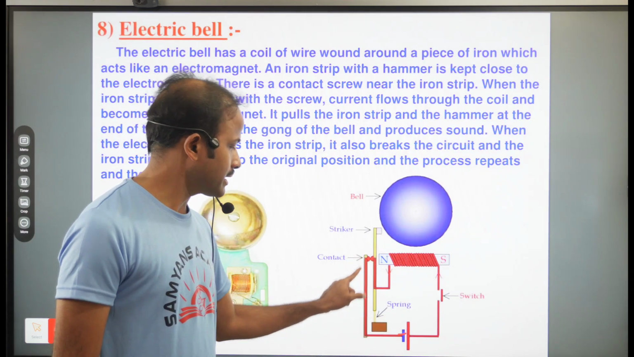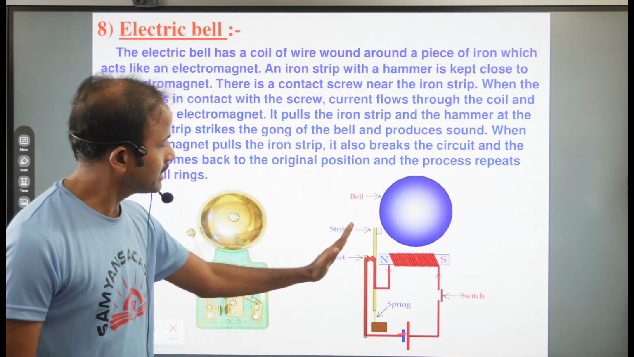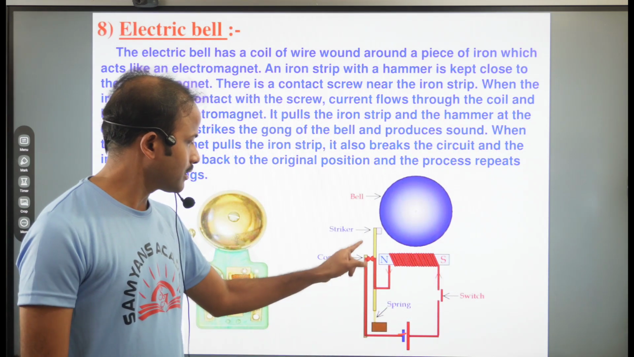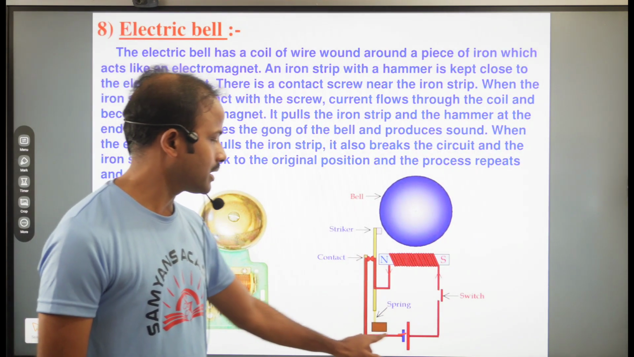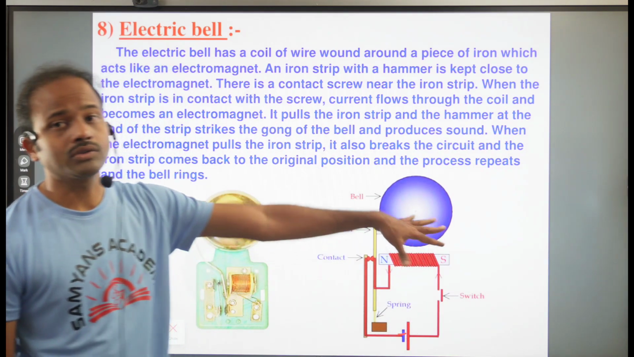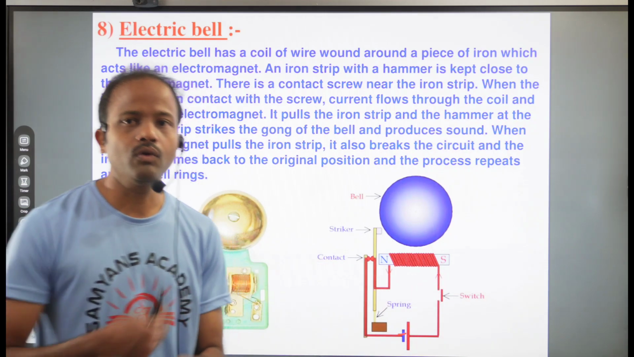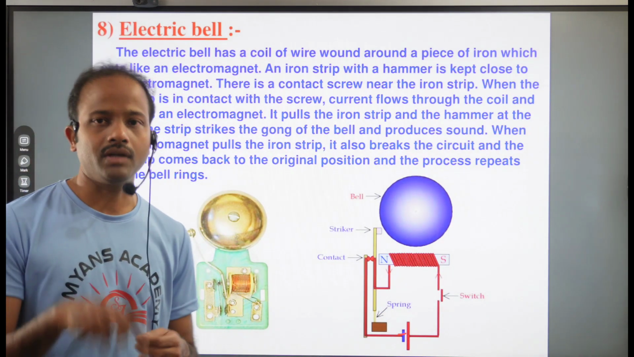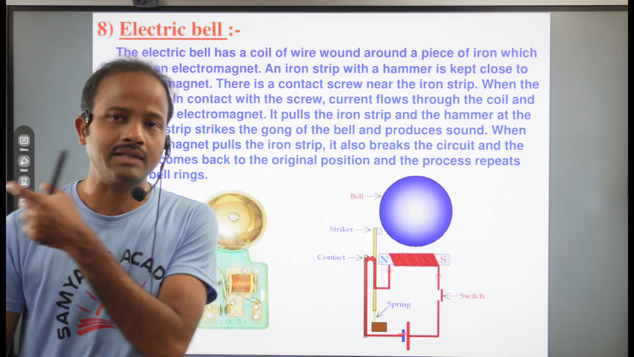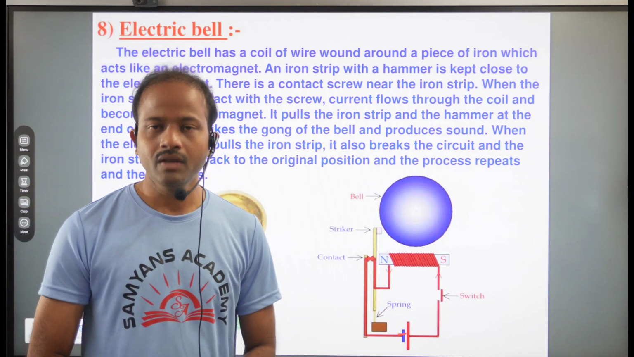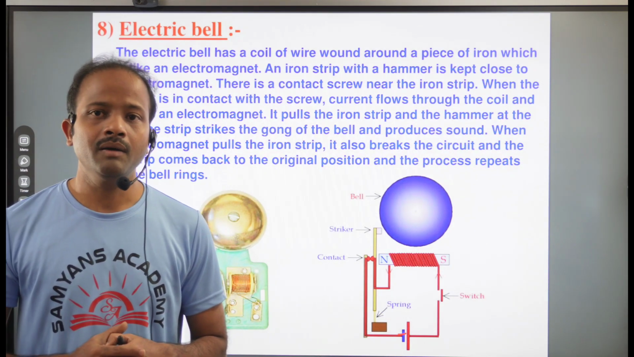Now whenever it contacts again, the current flows. Again it will get magnetized, the strip comes nearer to this magnet, and again some gap will form. Because of that, the current flow stops and it will get demagnetized again. So it will go on like this. This is a continuous process. One time it gets magnetized, another time it gets demagnetized. Whenever it gets magnetized, it attracts the striker and we can hear the bell sound. Whenever it gets demagnetized and detaches the striker, we cannot hear the bell sound.